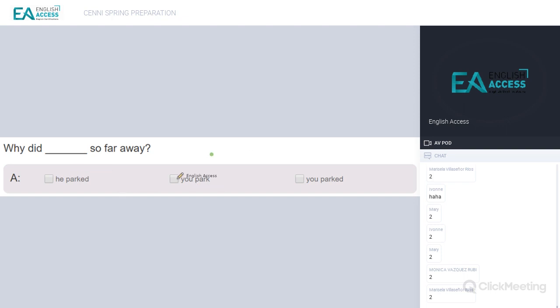Why did he, sorry, why did you park so far? Yes, he parked incorrect. You parked incorrect because it's in simple past. Good job. 24.